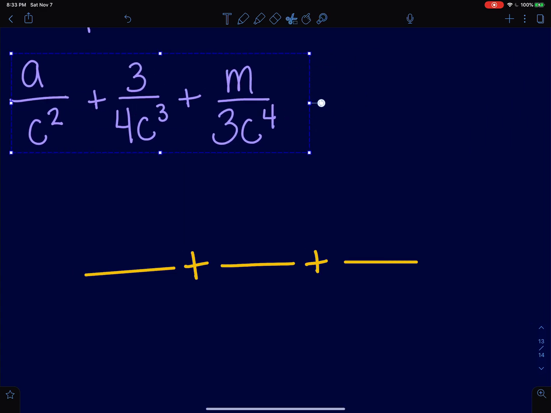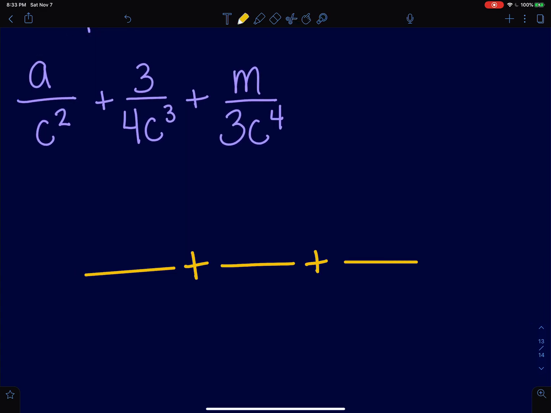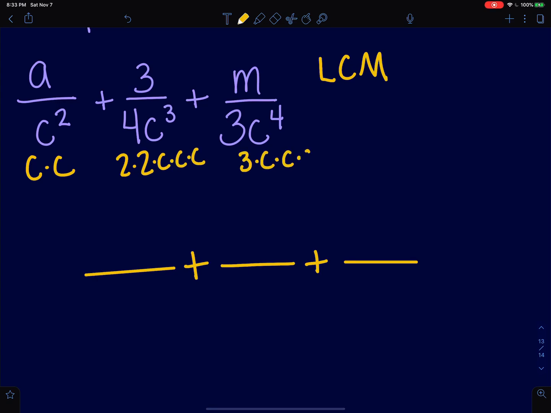But step one, let's find the LCM. This one is c times c. This is 2 times 2 times c times c times c. And this is 3 times c times c times c times c. So what is the LCM? We need a 2, and we need it twice. We need a c, and we need it 4 times. And we need a 3, and we need it just 1 time. I'll put it up there.